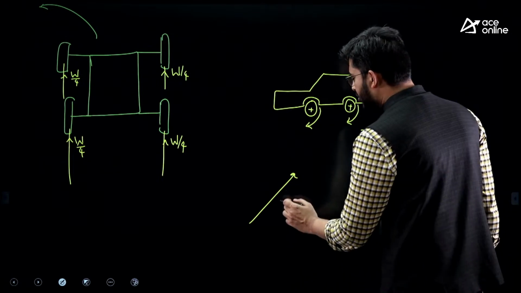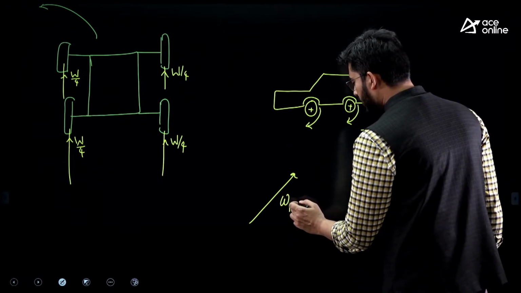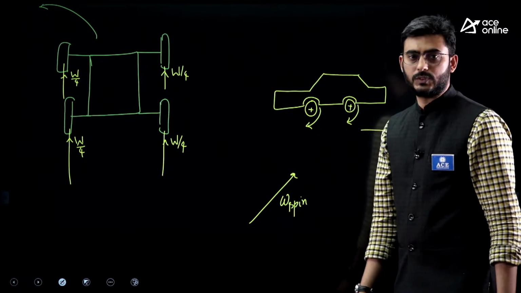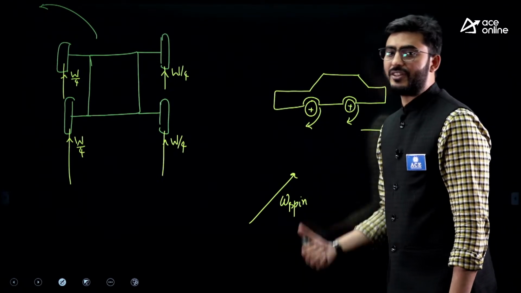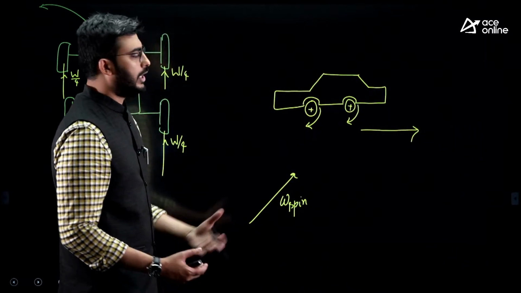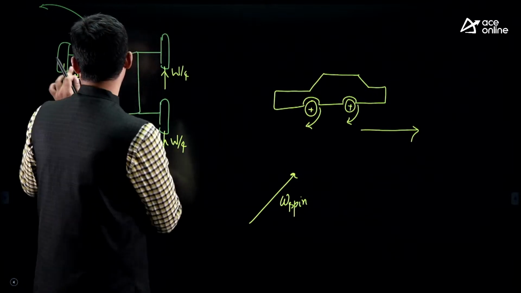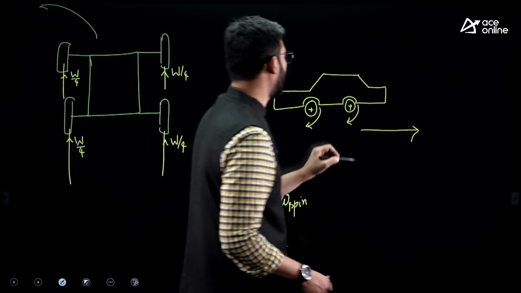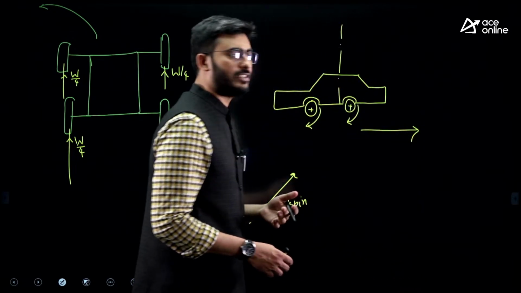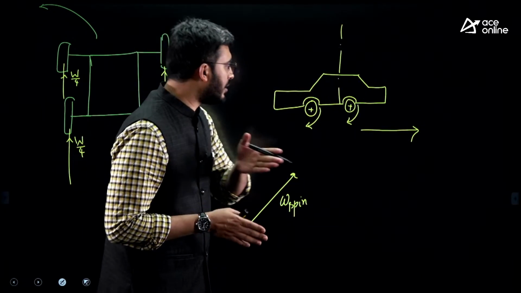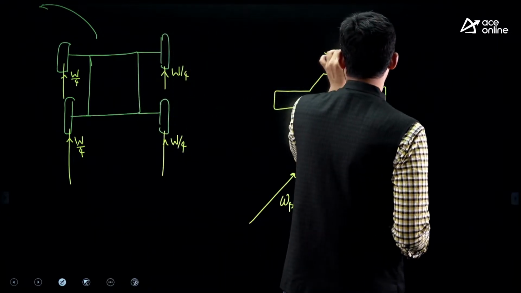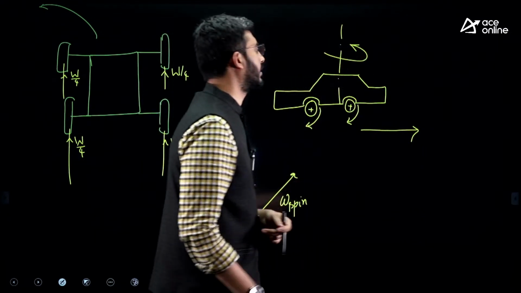This will be the velocity of spin, that is in the negative z-axis. Now the car is going to take a left turn. So if I want this car to take a left turn, then it has to go inside the board, like this.